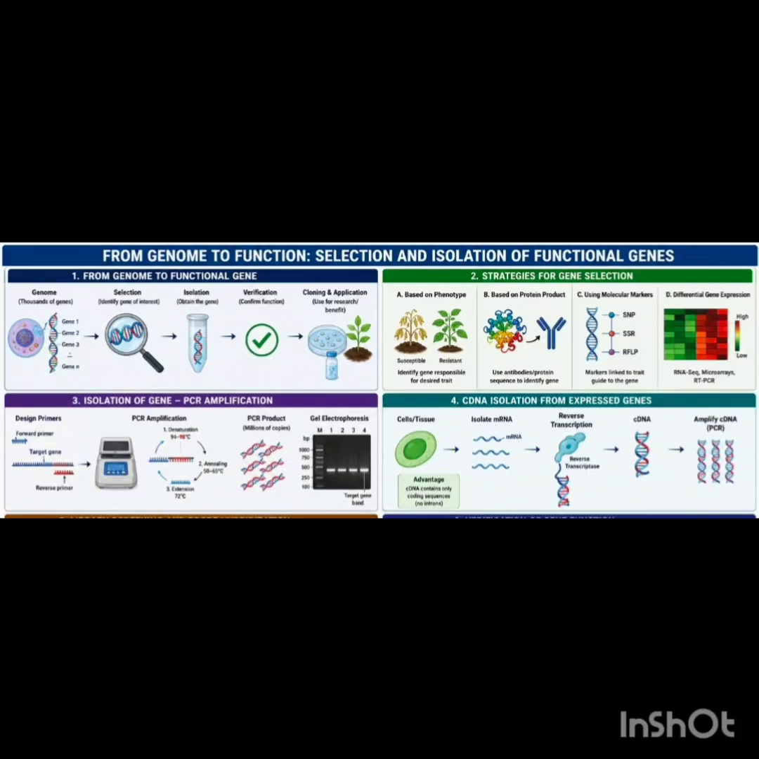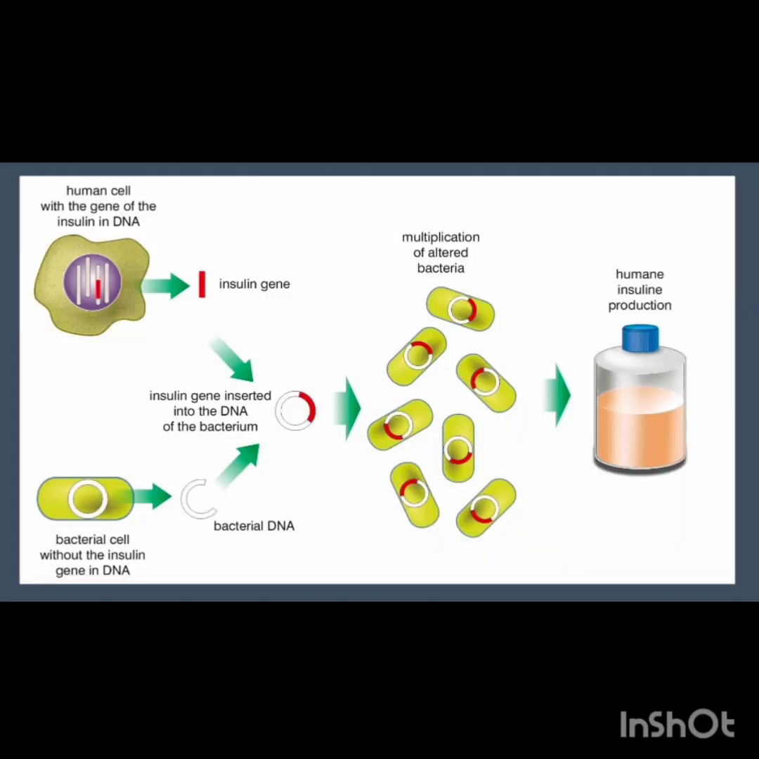From a genome to function, selection and isolation of functional genes. Imagine that a cell is like a vast library containing thousands of books. Each book represents a gene, but not every book is being read at the same time.